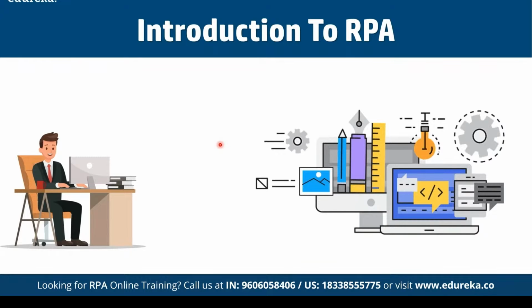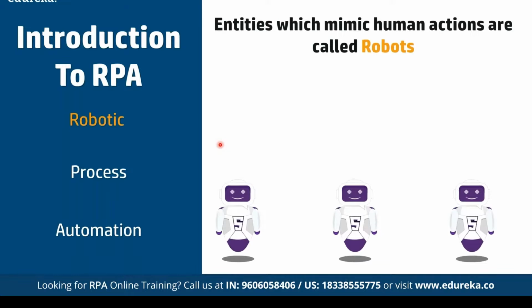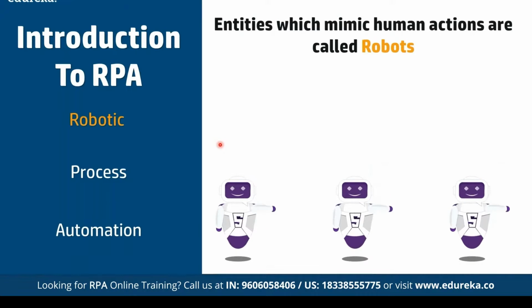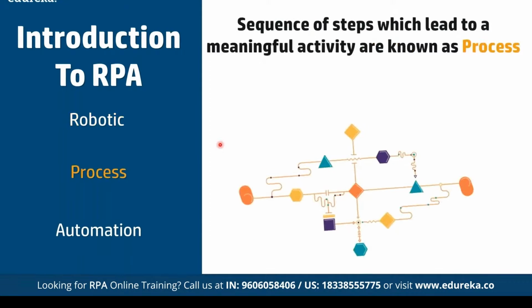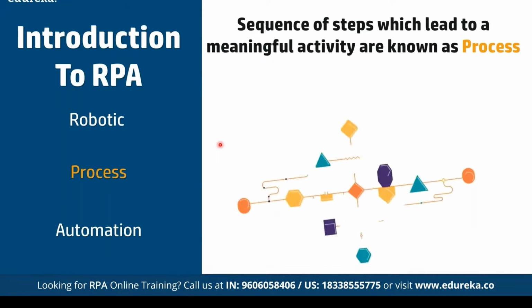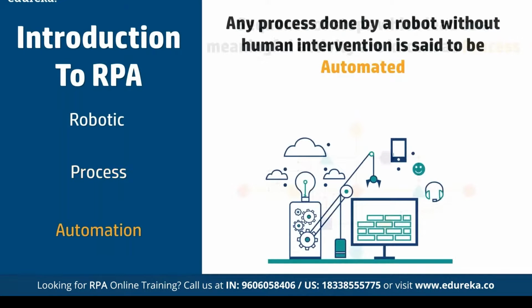So what is RPA really? What is robotic? Robotic is any entity which is able to mimic human actions; that is what we call a robot. Then what do we understand by a process? A sequence of steps which lead to a meaningful activity is what we call a process. And when any process is done by a robot without human intervention, it is said to be automated. So this is what we call robotic process automation.